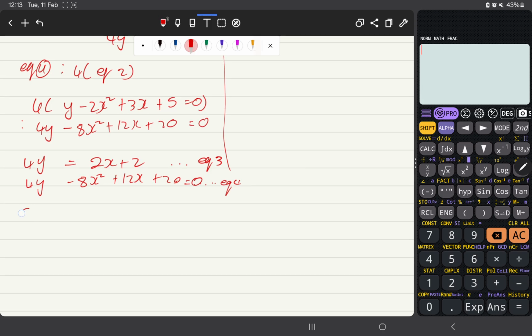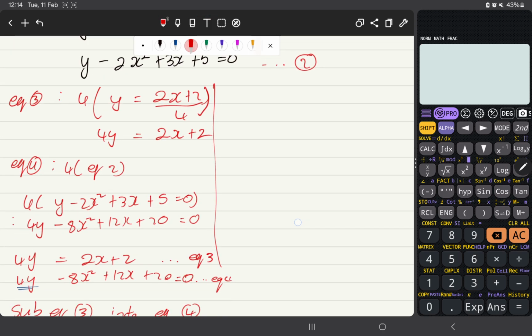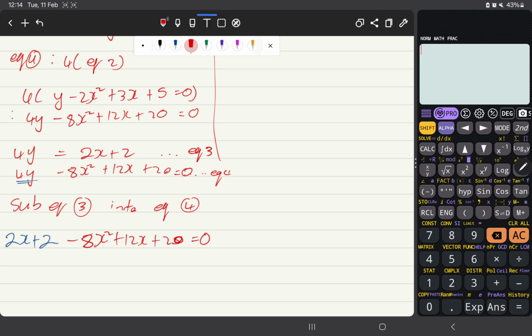Now I substitute equation 3 into equation 4, right? So now if I substitute here at 4y, I'm going to have 2x plus 2, then everything is the same, minus 8x squared plus 12x plus 20, then equals 0.